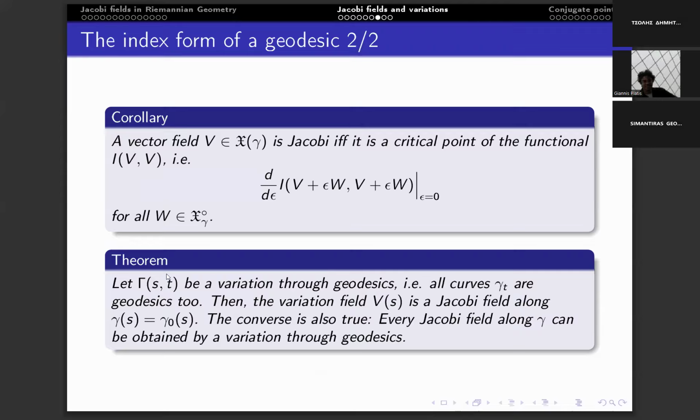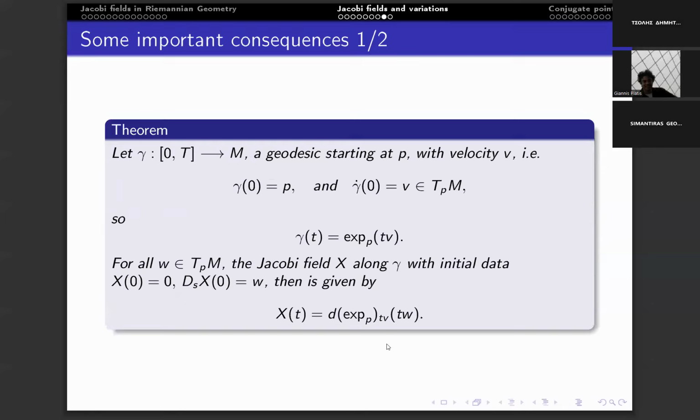And one of our main theorems is this, that by starting with a variation through geodesics, meaning that every variational curve is a geodesic with the endpoints fixed, to this we can call a variation with the endpoints fixed a proper variation. So we have that the variation vector field is a Jacobi field along the base curve, and also the converse is true. Every Jacobi field can be obtained by a variation through geodesics.